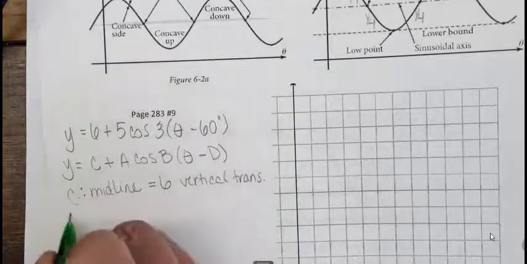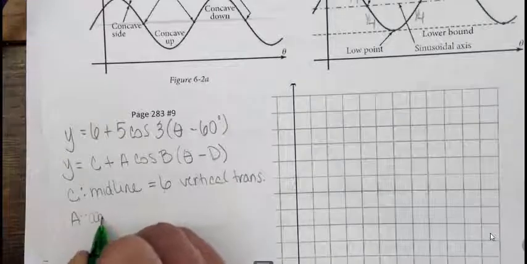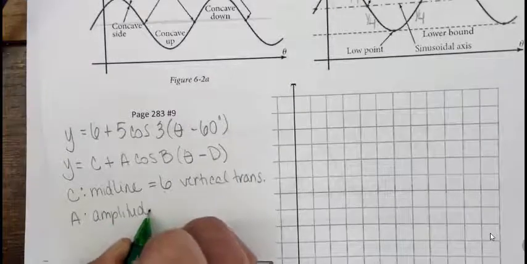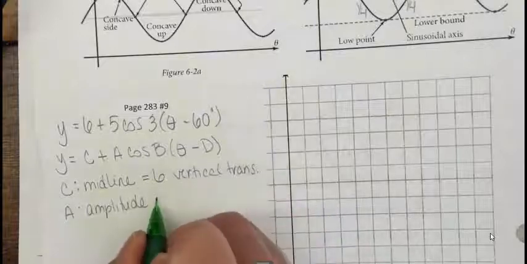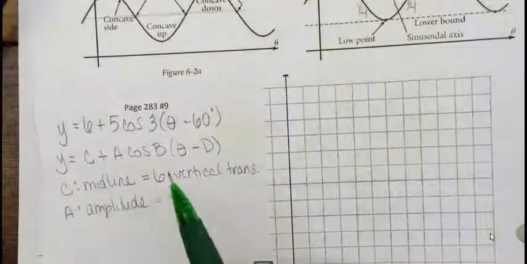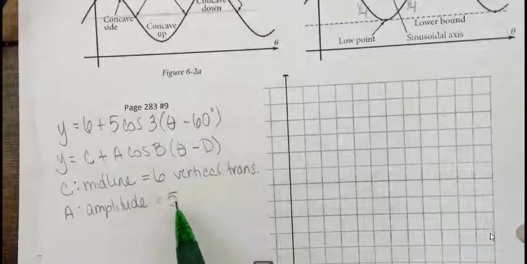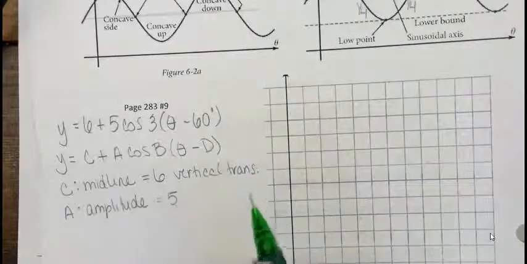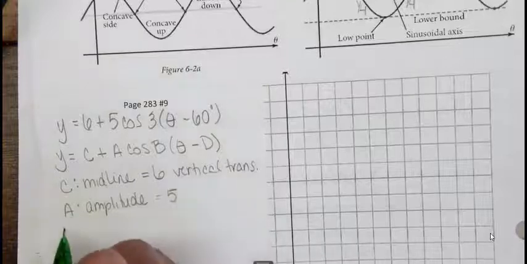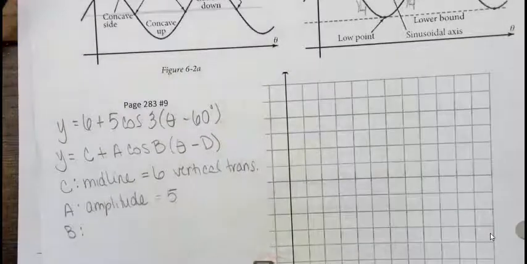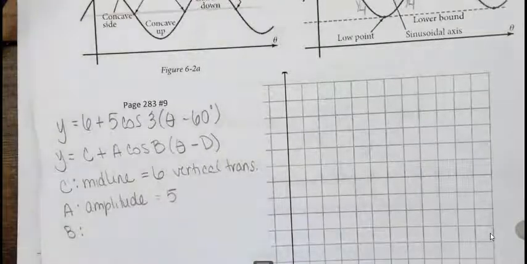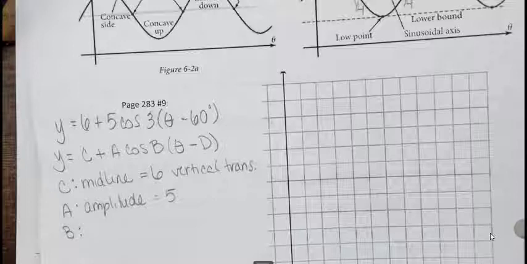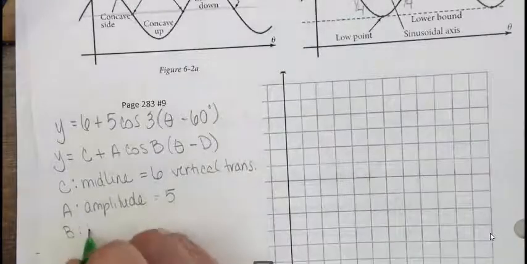Okay, A is our amplitude, and that's going to be 5. So that's going to help me find my highest and my lowest points. I'm basically going to go from this midline, and I'm going to rise up 5 and go down 5, and that's how I know where my highest and lowest points are. Okay, let's see. B, that's our horizontal translation. So basically, sorry, not horizontal translation, horizontal dilation. It's the reciprocal of that horizontal dilation.